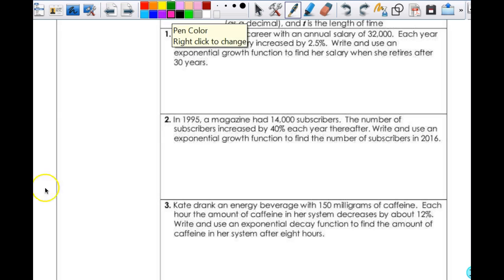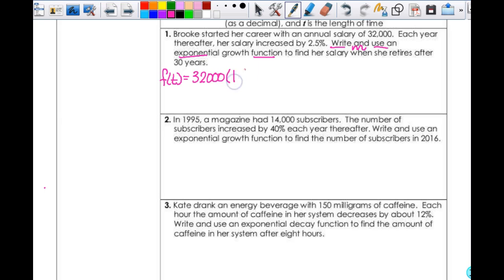So on number 1, it says, Brooke started her career with an annual salary of $32,000. Each year thereafter, her salary increased by 2.5%. Write and use an exponential growth function to find her salary when she retires after 3 years. Write a function first. So f of t equals, what would the a be in this case? 32,000 times 1, because it's increased, 1 plus what?